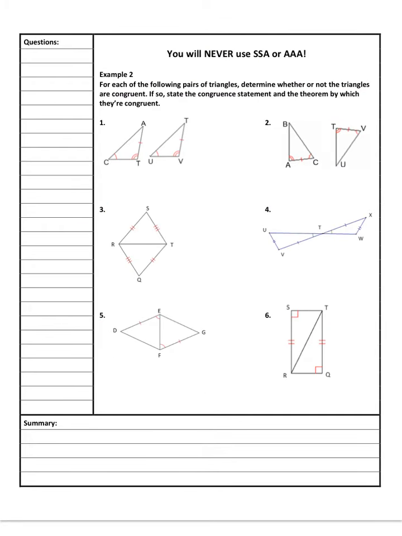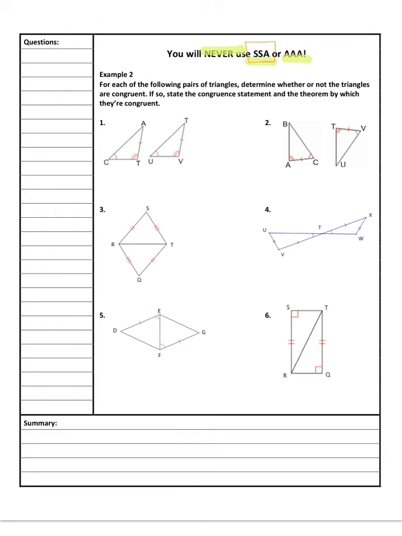Okie dokie. And before we go into these examples here, side note, and a super big important side note. Let's see if I can even get a highlighter or something going here. You will never, ever, ever use side, side, angle or angle, angle, angle. All right?